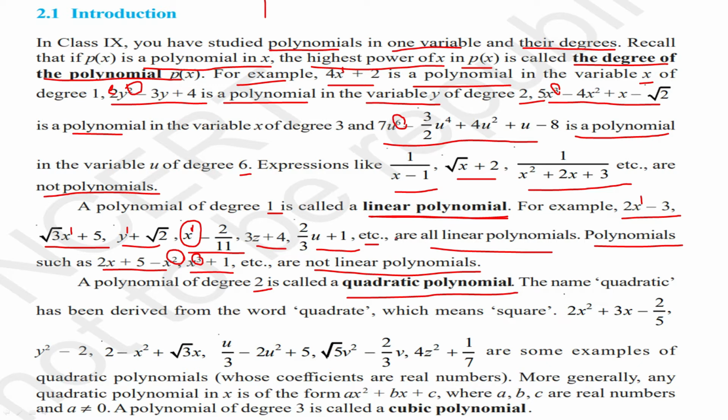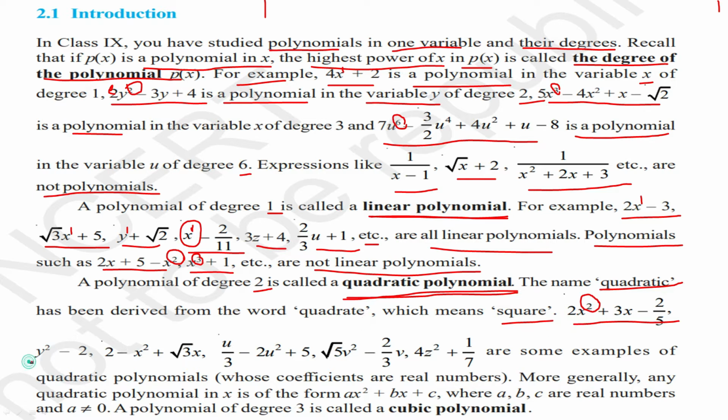If a polynomial has degree 1, then it is a linear polynomial. If a polynomial has degree 2, then it is called a quadratic polynomial. The name quadratic has been derived from the word quadrate, which means square. Quadratic is nothing but square. 2x² + 3x - 2/5 is a quadratic polynomial since the degree of the polynomial is 2.